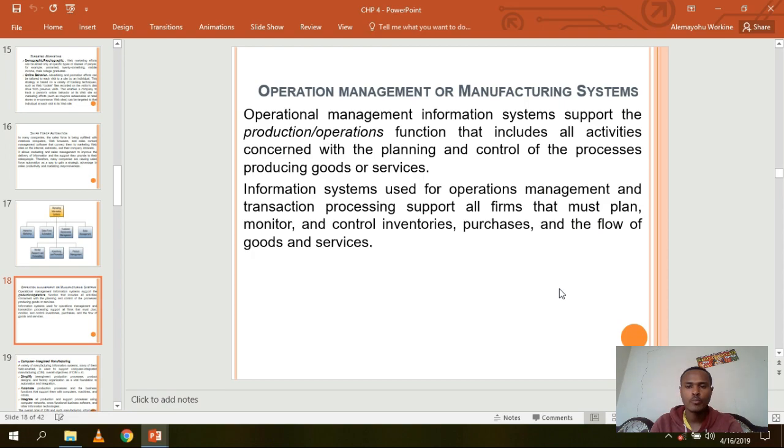Operation management or manufacturing system. Operation management information system supports the production operations functions that include all activities concerned with the planning and the control of this process, producing goods or services. Information systems used for operation management and transaction processing support all firms that must plan, monitor and control inventories, purchases, and the flow of goods and services.